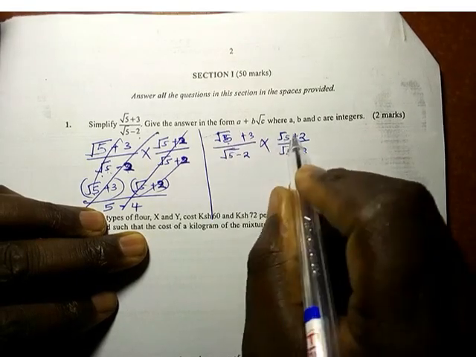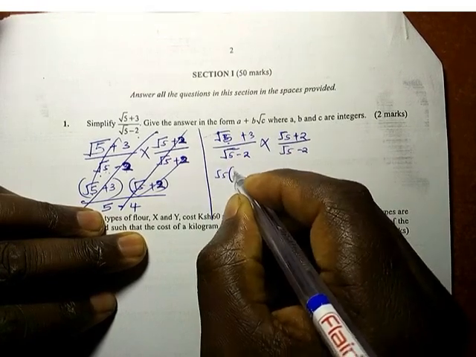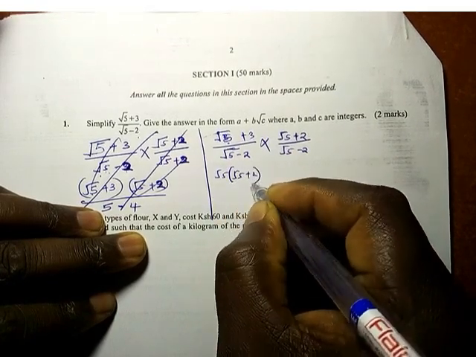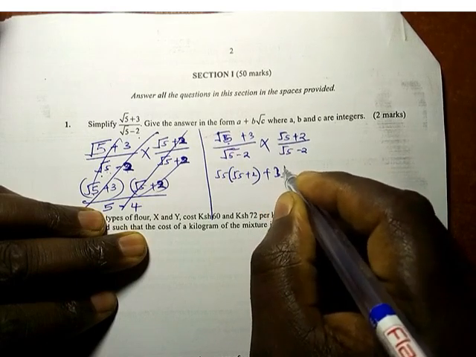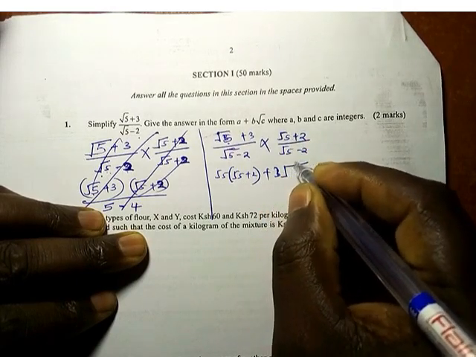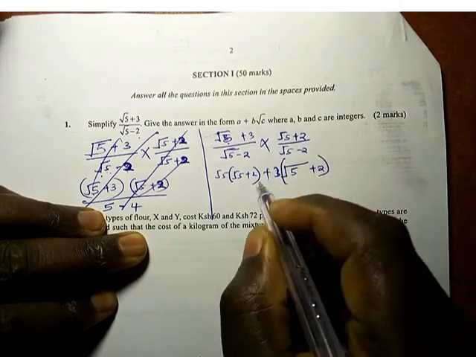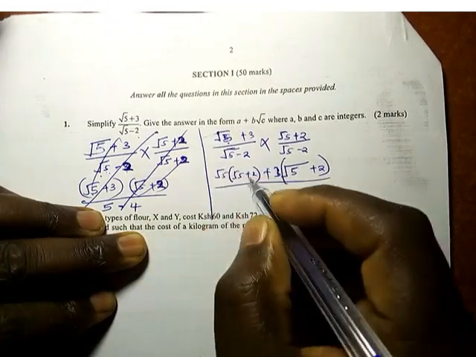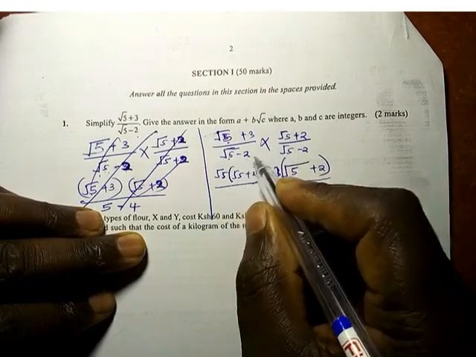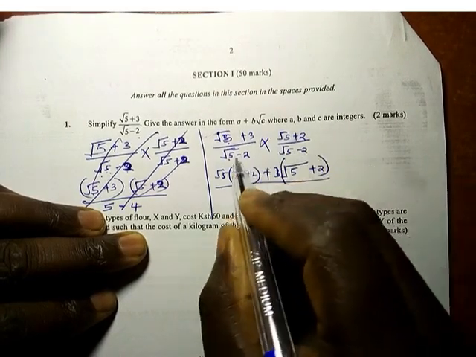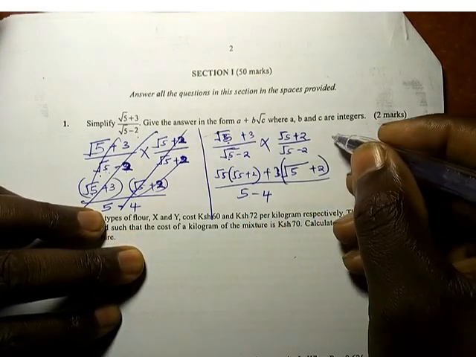So you multiply this times this. This one is root 5 into root 5 plus 2, and then plus 3 into everything here, sorry, into root 5 plus 2, divided by root 5 squared minus 2 squared. Remember, difference of two squares, this one is going to be 5 minus 4.